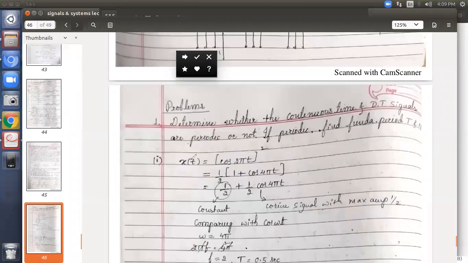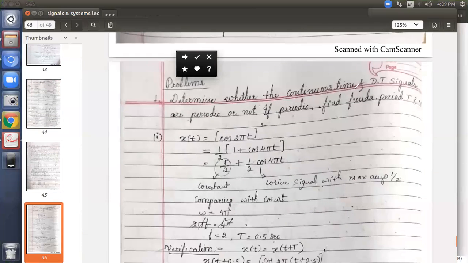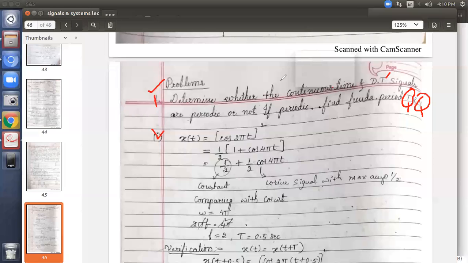This is the first problem. Determine whether the continuous time and discrete time signals are periodic. Generally I have given one question with sub questions, because every time it's not possible for me to write determine whether the signal is periodic or not. So a common heading, sub questions 1, 2, 3, 4, 5, 6. The questions may be for continuous time or discrete time. If we have to find the period, for continuous it will be capital T, for discrete it will be capital N. So common question. Let's take the first one.